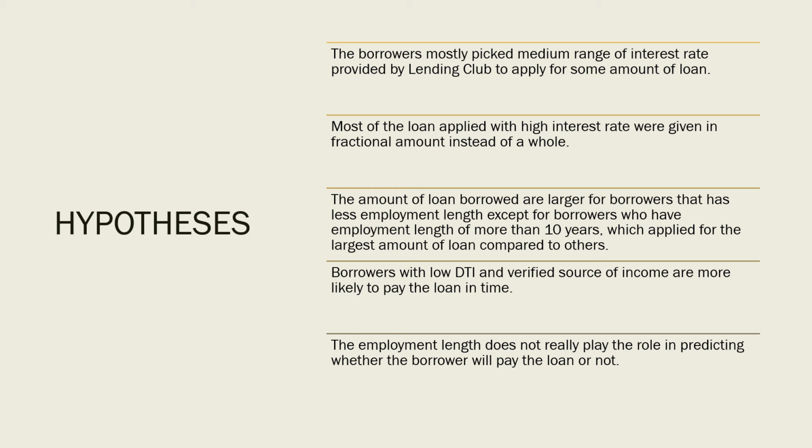So if we exclude borrowers with employment length of more than 10 years, it is found that the less the employment length, the higher the amount of loan being borrowed. And then next, borrowers with low DTI and verified source of income are more likely to pay the loan on time.